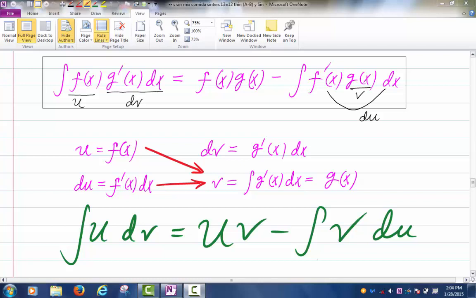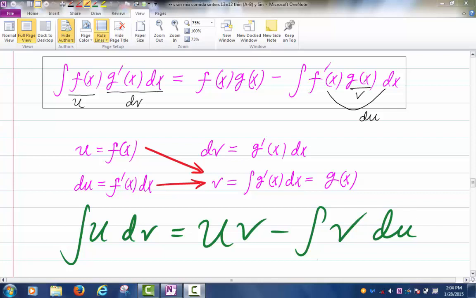This in a compact form, right? We took u to be f of x, and we picked g prime dx to be dv. So that's what we did. And then what is du? Du would be f prime dx, which is right here. And then v is g, which is right here.